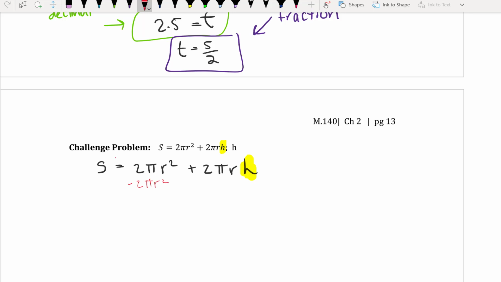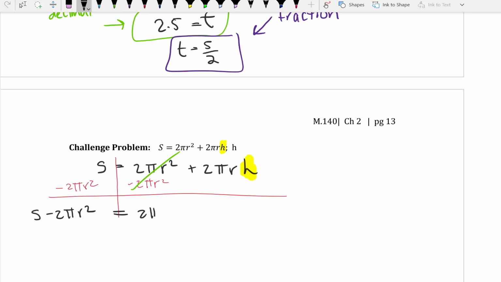You can think of the equal sign as separating the right-hand side of the equation and the left-hand side of the equation. So on the right-hand side, I minused it. So on the left-hand side, I have to do the exact same thing. So I end up with s minus 2 pi r squared is equal to, and of course the opposites cancel, so you have that 2 pi rh.